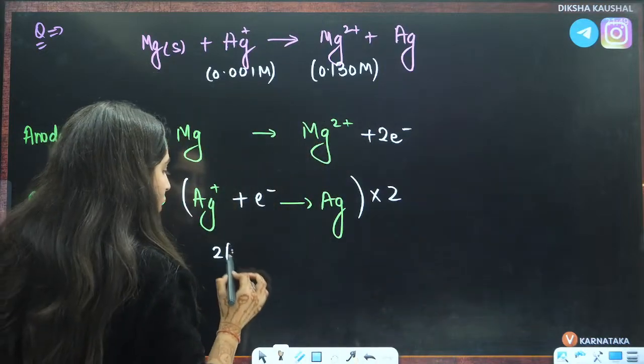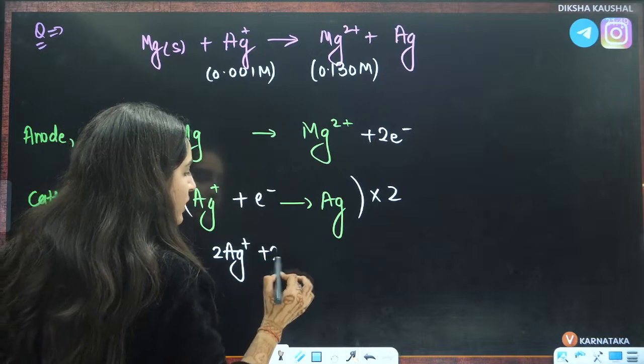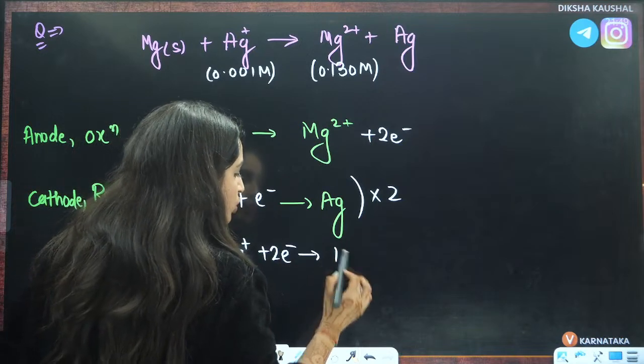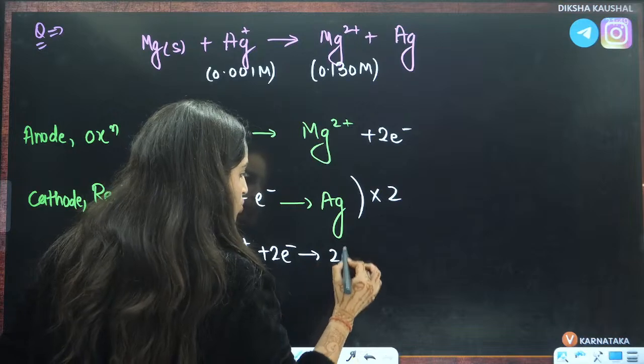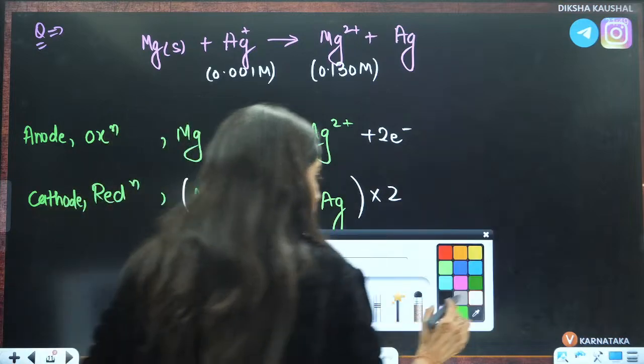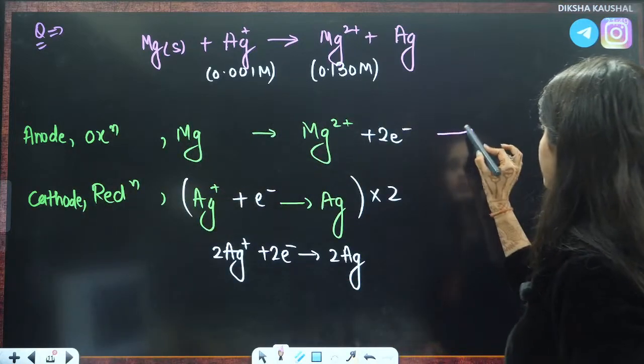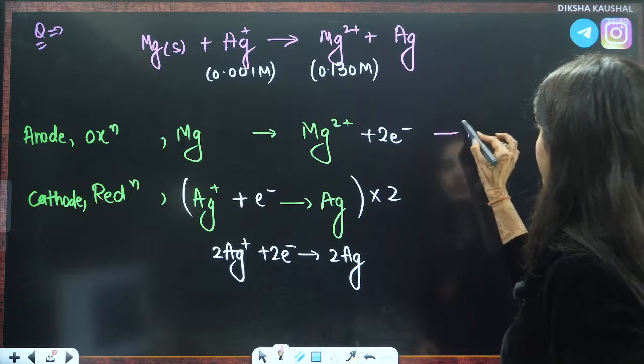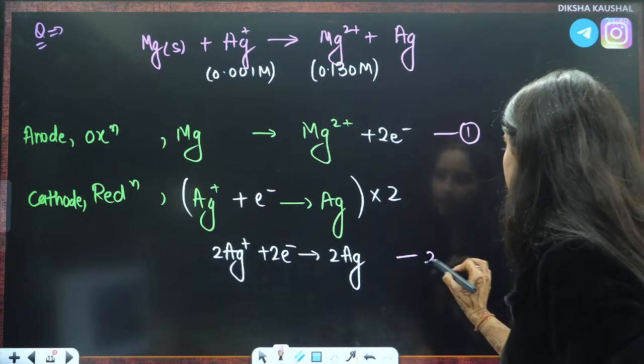The answer will be 2 Ag positive plus 2 electrons give rise to 2 Ag, right? So this is the first equation. This is the second equation, right?